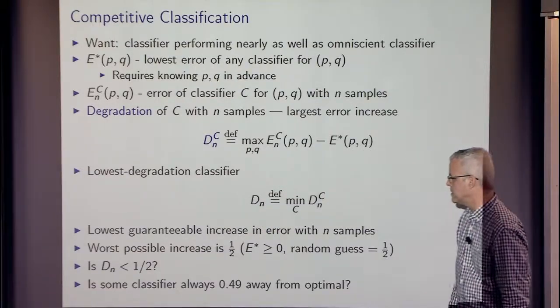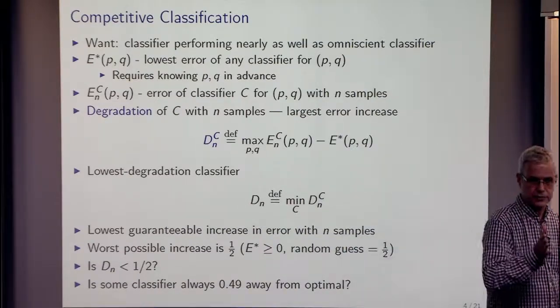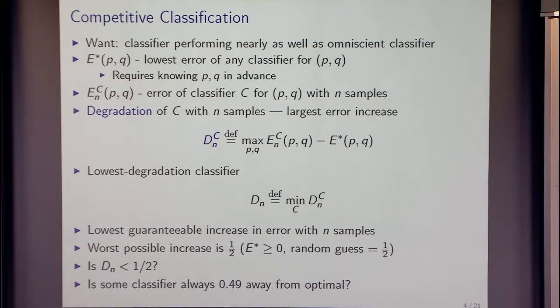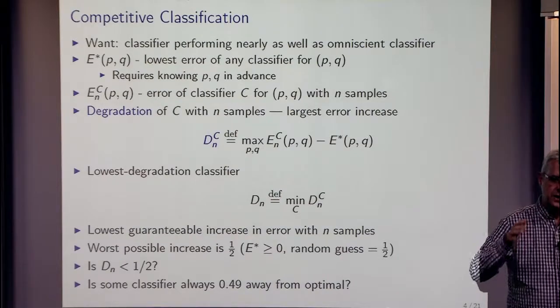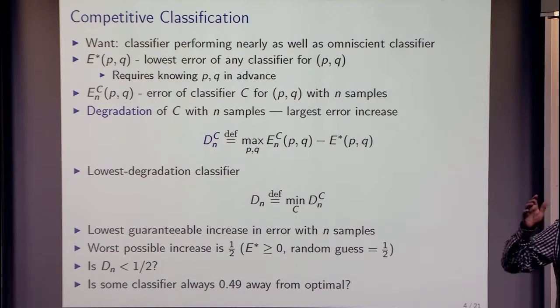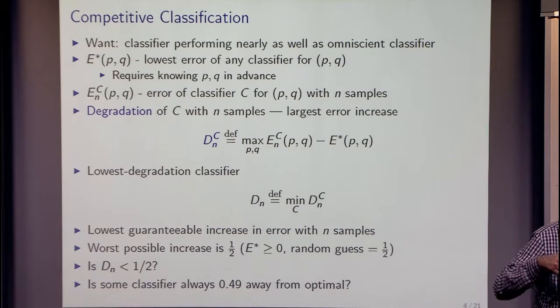And the question is whether you can get D_n to be less than 1/2. For example, can you get D_n to be 0.49? Can you build a classifier that you guarantee that with n samples, so let's say n is 1,000,000, when you give me 1,000,000 samples from P and 1,000,000 samples from Q, your error is going to be at most 0.49 larger than the best possible?